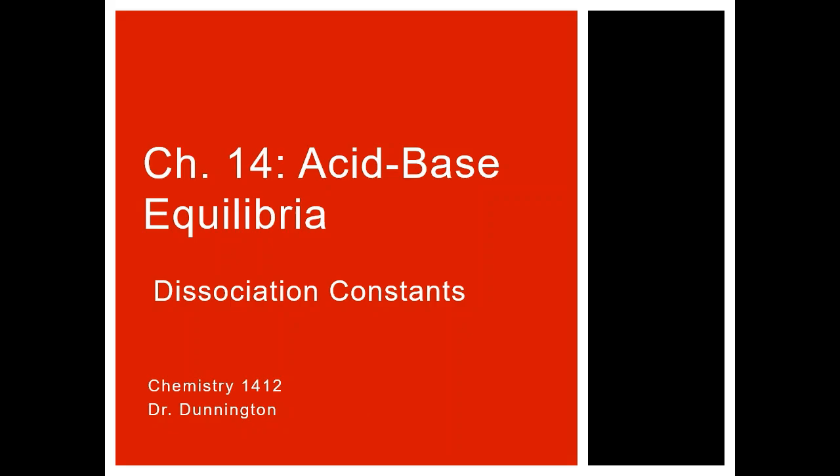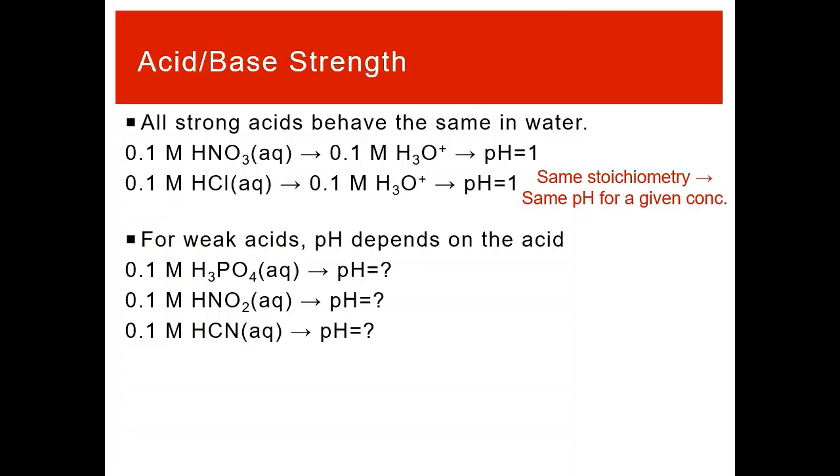Now we want to start expanding out our view of what weak acids are and talk about dissociation constants. So we previously said that strong acids completely react with water. So for all strong acids, you can use stoichiometry to determine the concentration of hydroniums in the solution. And as a result, all strong acids with the same concentration, we would expect to have the same pH because they all behave the same way in water.